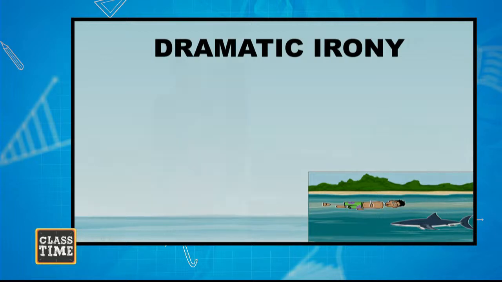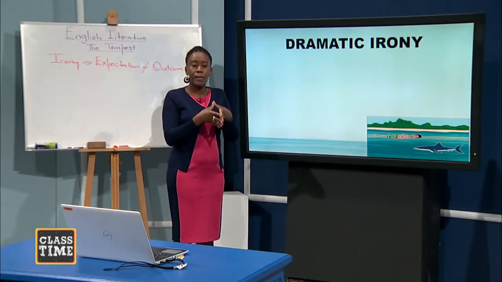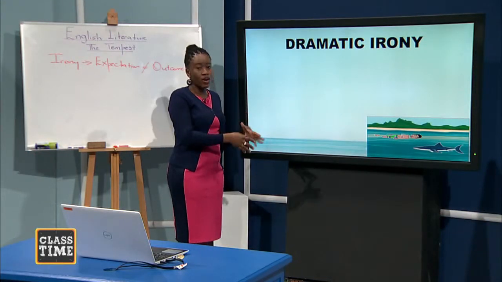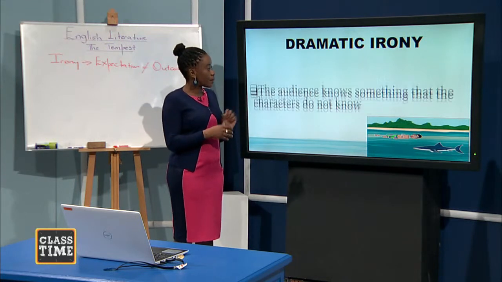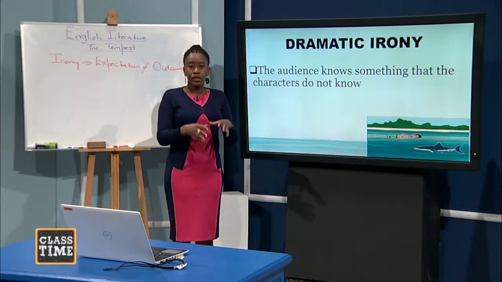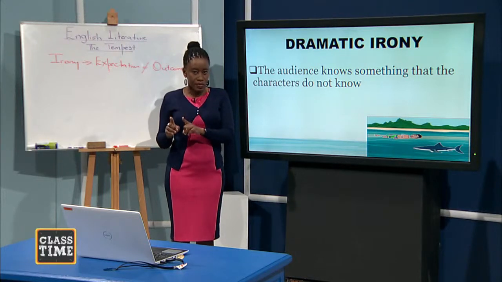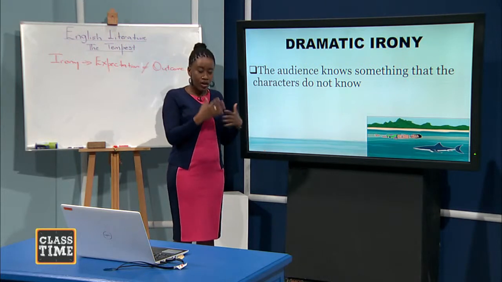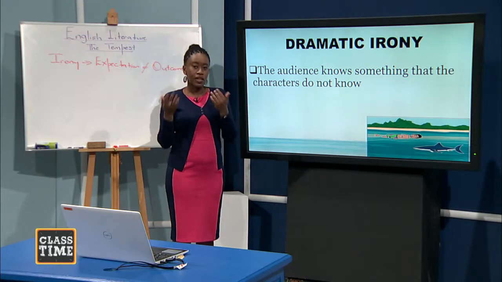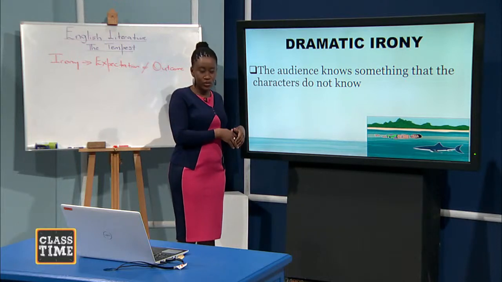And then there's one more type of irony, and this one is called dramatic irony. Since we're focusing on drama, this one becomes more than applicable. Dramatic irony is where the audience knows something that evidently the characters on the stage do not. The audience is aware of what is happening, but the characters on the stage do not necessarily know.